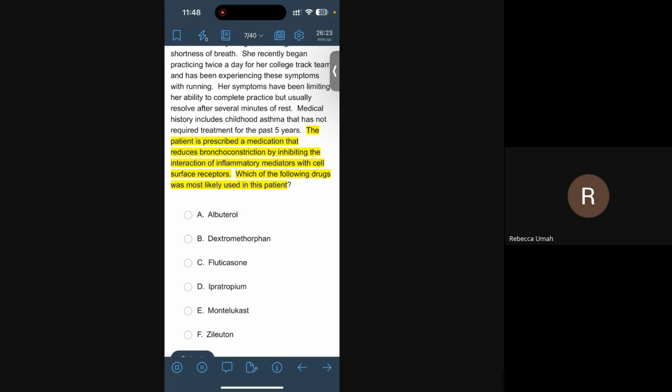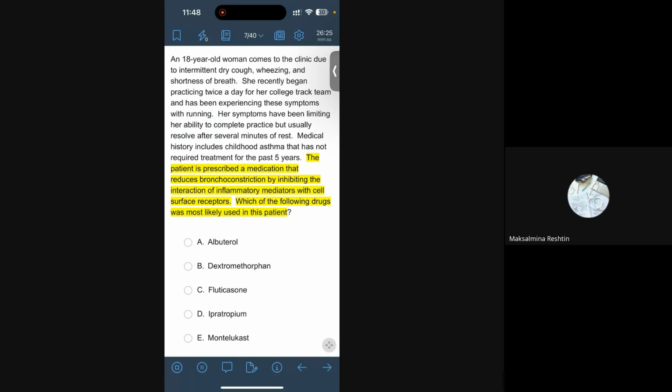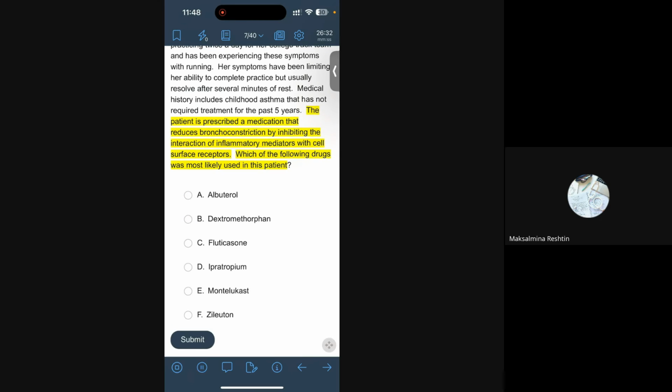Exertional asthma, bronchial asthma. So the diagnosis in this case is bronchial asthma. First, eliminate all the drugs which we do not use in asthma. Do we use dextromethorphan in asthma? No, we do not. Do we use ipratropium? No, ipratropium is for COPD. Remember this. Now we are left with these four drugs.